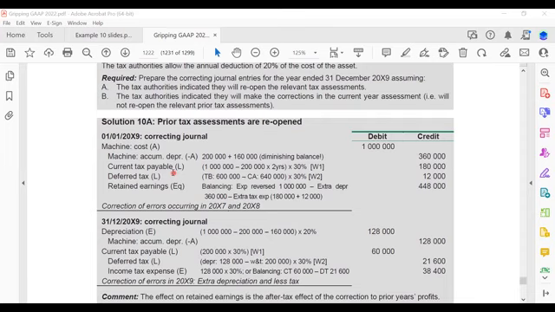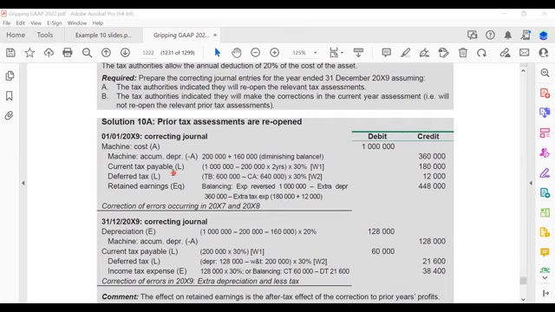We're now going to move on to example 10B, where the receiver of revenue says, no, you cannot open your prior tax assessments. You need to now make all your adjustments in the current year. So what impact is that going to have on the journals that I have here on my screen?